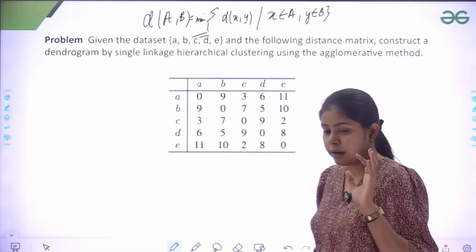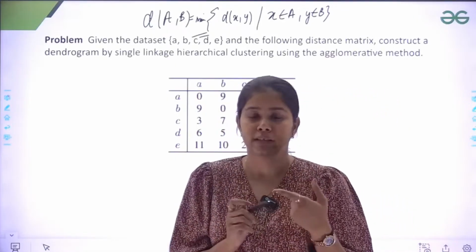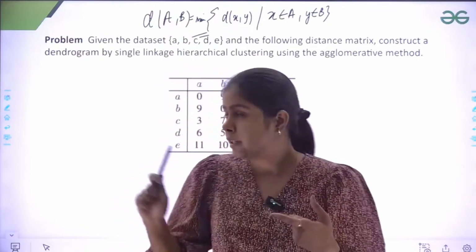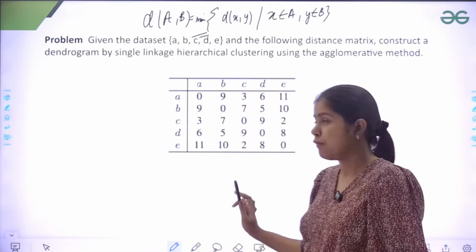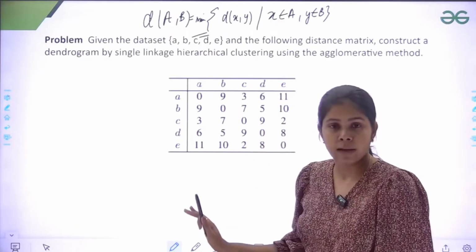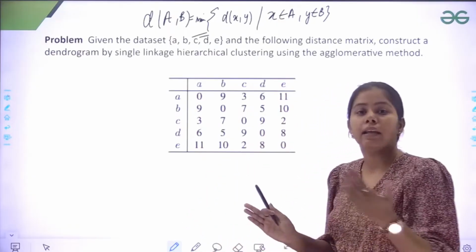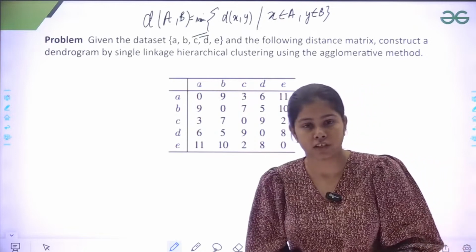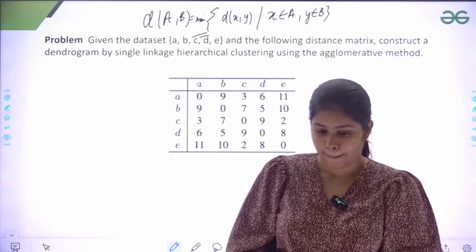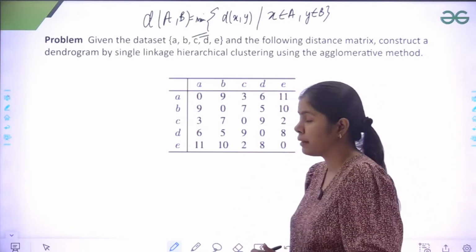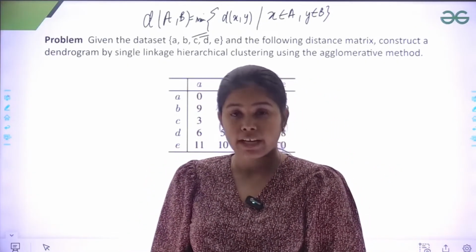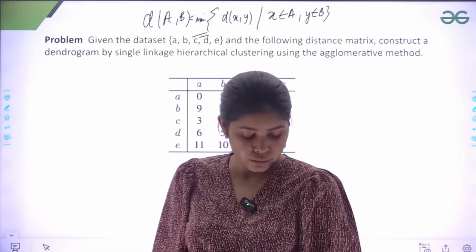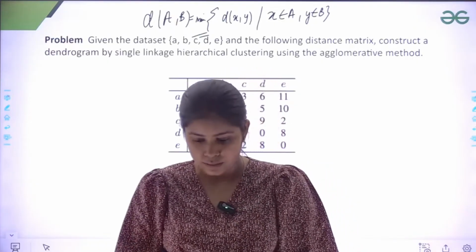So we have one method left. I told you two methods today: complete linkage, and this is single linkage. You have to solve this by yourself, right? We'll discuss it in the next class as well. Single linkage, and then we'll discuss average linkage clustering as well. So yeah, that's all for today. We are going to continue in the next video.